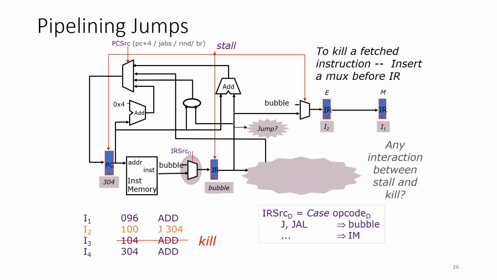Do we need to consider an interaction between stall and kill if conditions hold for both? Yes. Kill will always take precedence over stall. If both conditions are true at the same time, you'll have to do a kill.